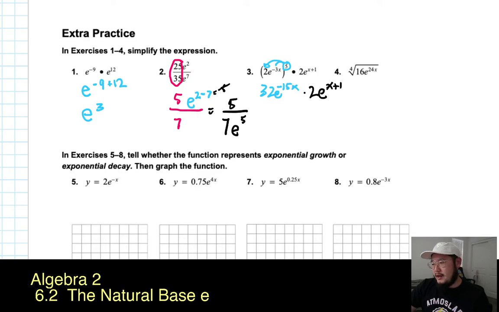I can go ahead and do that. Or actually, since I'm not adding this, we can go back a step. Let's go ahead and multiply this out. I can multiply the 32 and the 2 together. All right, so I multiply the 32 and the 2, I end up with 64. I look at the bases, I can multiply them together, and then what do I do? I add the exponents now. And so negative 15x plus x, that'll get me negative 14x. So I've got negative 14x plus 1, and that right there is our solution.